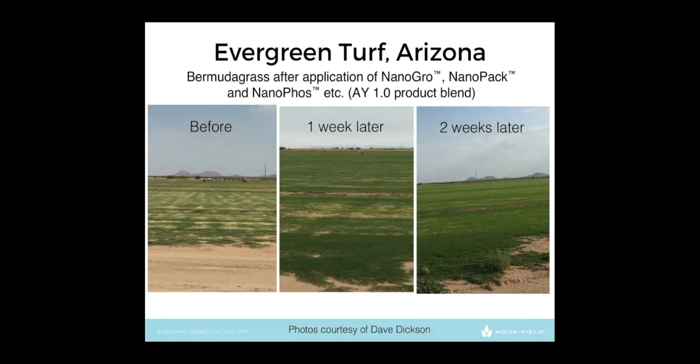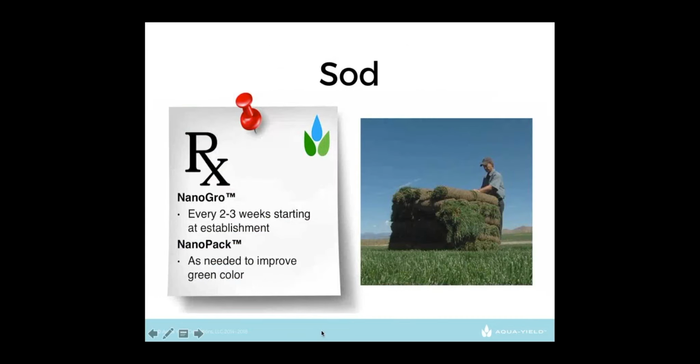And there was a product blend here, which included NanoGrow, NanoPack, and NanoFos. And the grower is ecstatic about this, looking great. So the prescription that we've got for sod here is apply NanoGrow every 2 to 3 weeks, starting at establishment, and apply NanoPack as needed to improve the green color.